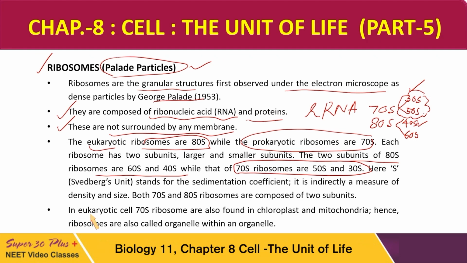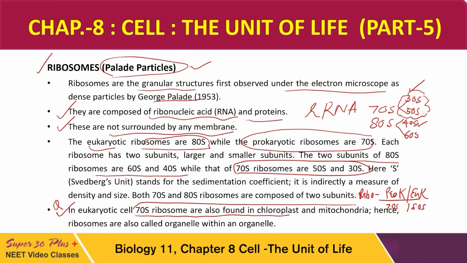In case of eukaryotic cell, 70S ribosomes are also found. Very important point here. What is the important question? Ribosome is the only organelle found in both prokaryotic cells as well as eukaryotic cells. No doubt, in prokaryotic cell it is 70S, while in eukaryotic cell it is 80S.